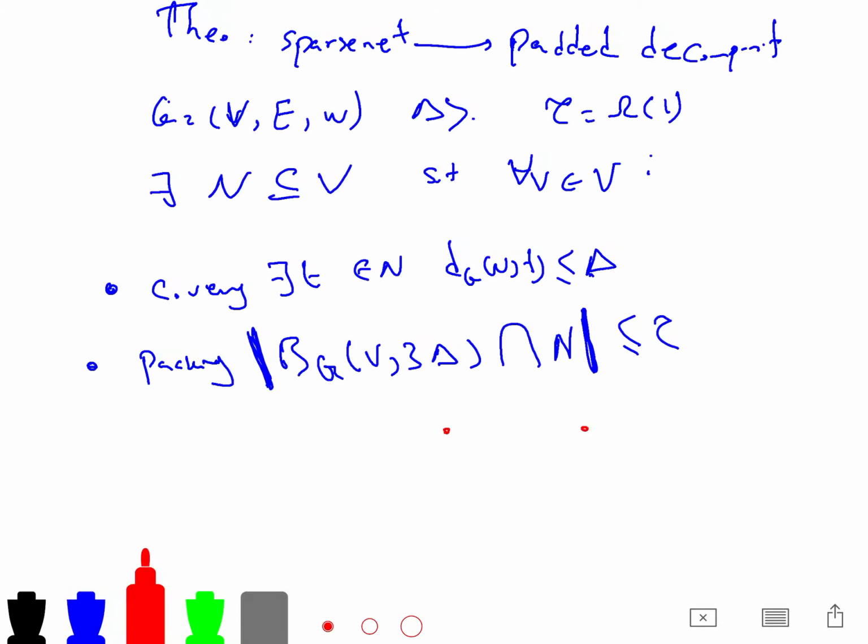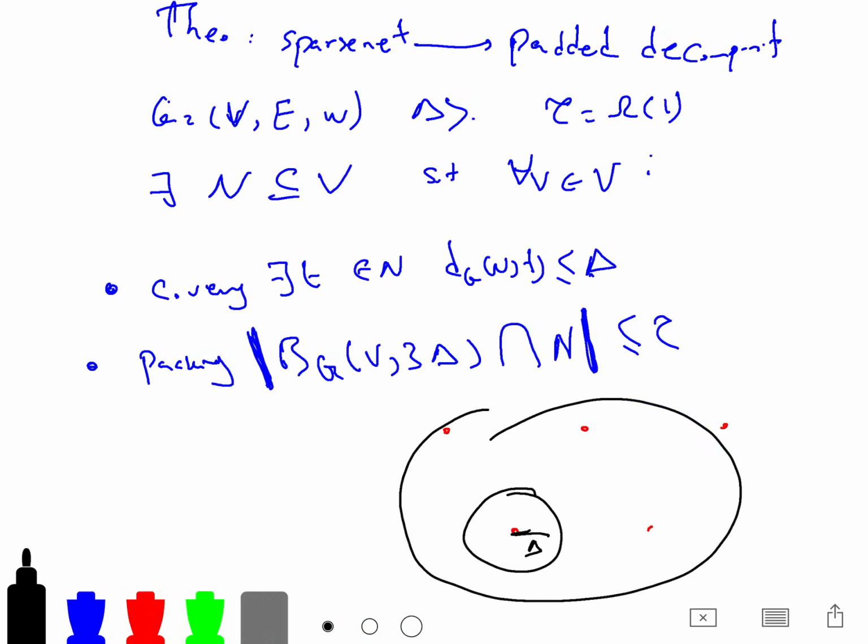For example, these are some centers, and this is the delta radius, and then we have the 3 delta radius. So G admits a strongly padded decomposition. He has proved that by construction.